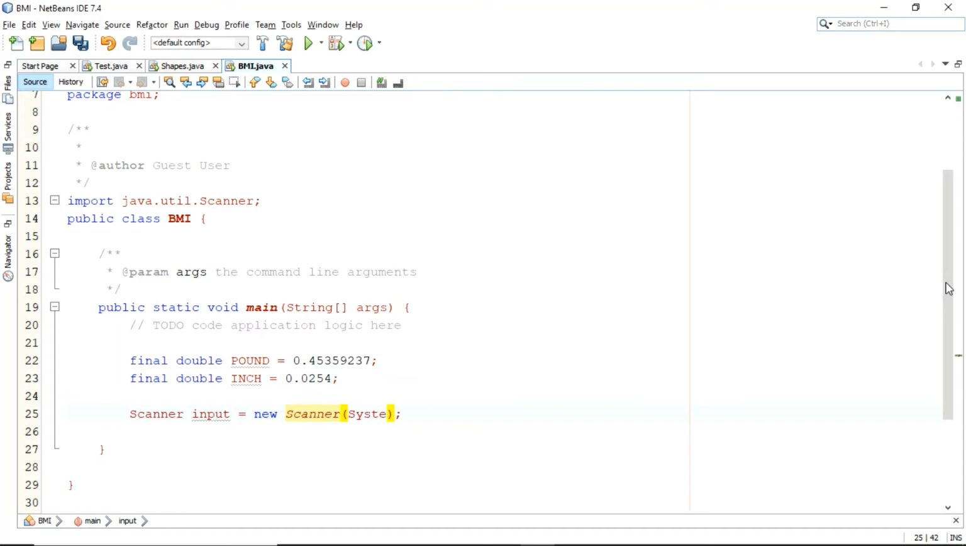So we shall begin by scanning the two values. One, we shall scan the weight of a person in pounds, and then we shall as well scan the height of somebody in inches. So we can prompt the user to enter their weight by creating some string here.